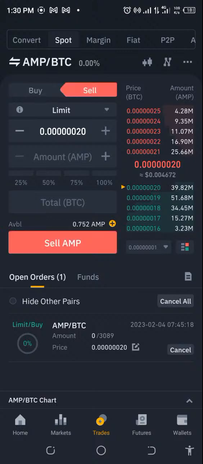Okay, so I'm back again. So as you can see here, we have not yet sold our BTC to AMP. I mean, what I mean is that we've not been able to buy AMP with our BTC. All right, and this is almost 6 hours. Now I'm doing this step by step to show you the real picture.